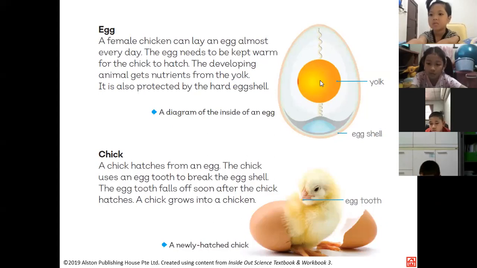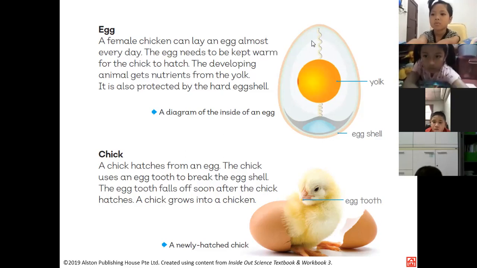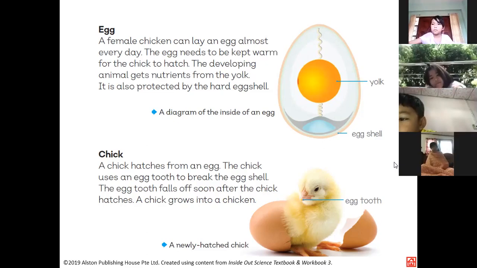Mukmai, what do you call this yellow part here? Yolk. Yolk, very good. So this one is egg yolk, okay? And what about this part right here? Do you know this part? If you know this part, can you raise your hand?